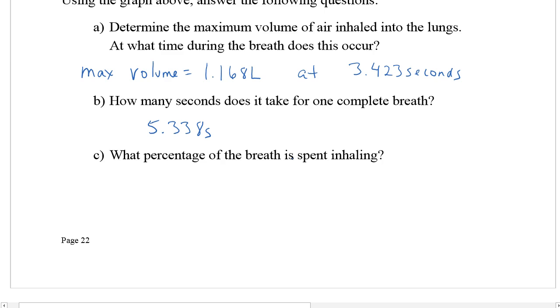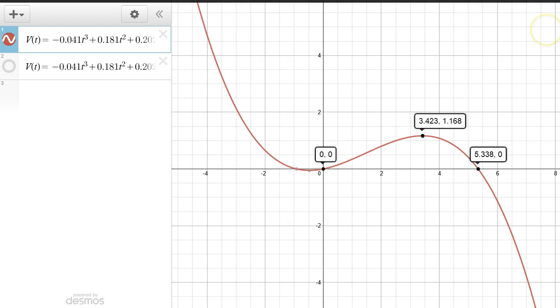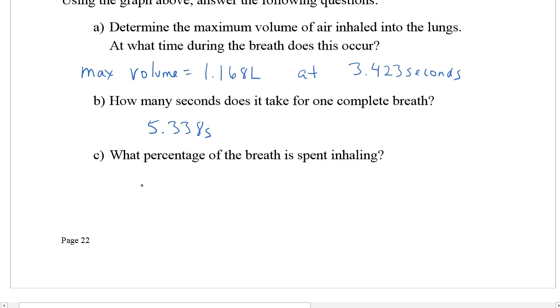The last question would be, what percentage of the breath is spent inhaling? So you're inhaling, going in, so from 0 to 3.423 you're inhaling, and then you're exhaling, and the entire breath is 5.338. So to answer that question, you're inhaling for 3.423 seconds, and the entire breath we said was 5.338 seconds. So that as a percentage would be around 64%.